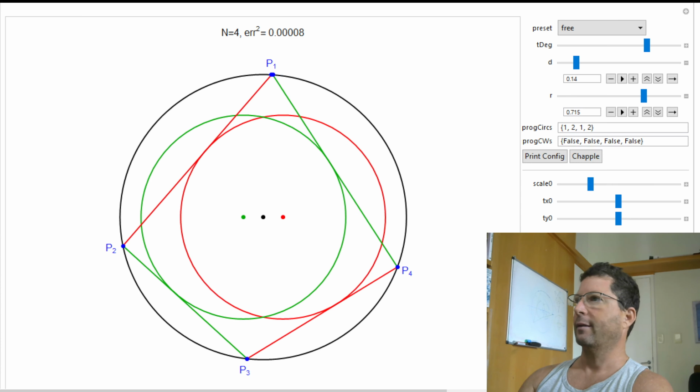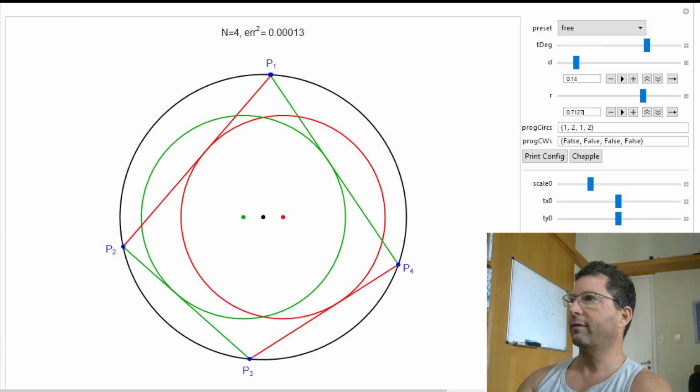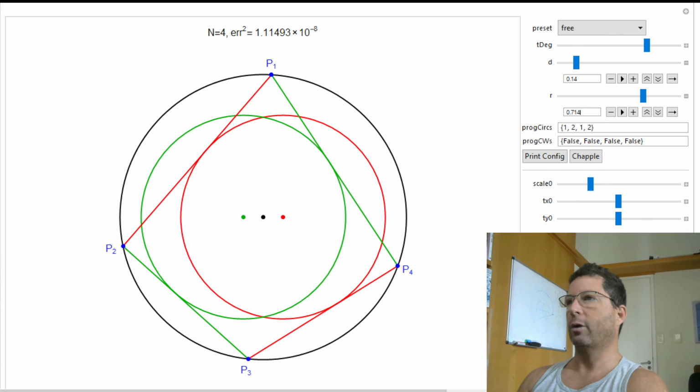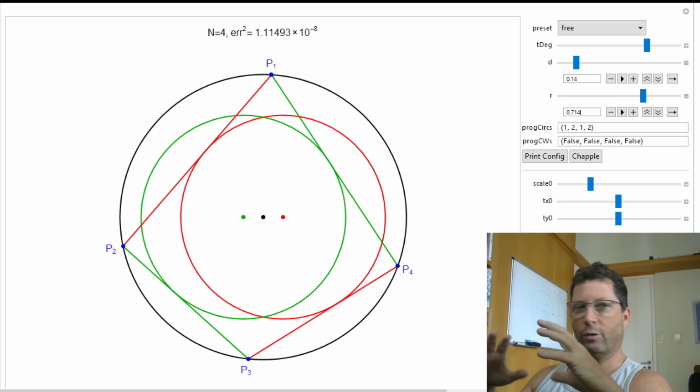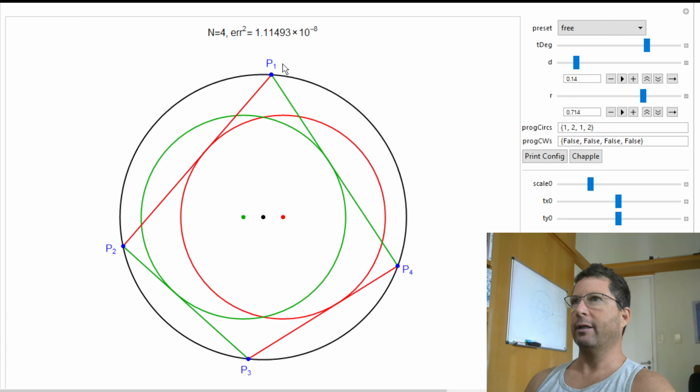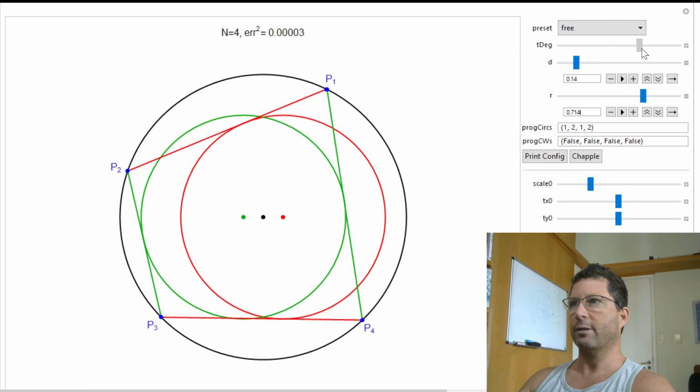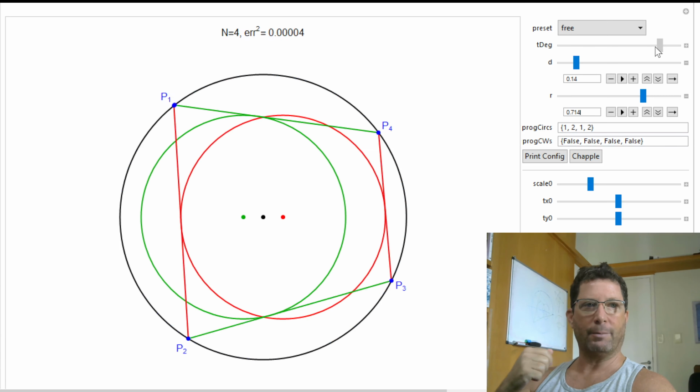So 275, let's go on 280, 9, 3, 4. Yeah, I'm pretty close now, okay? So I've now manually adjusted the equal radii of these two circles in such a way that visually and numerically here the distance between the first vertex and the fifth is near 0. Now let's go ahead and rotate P1 about the black circle. Look at what happens. I nearly maintain the porism.